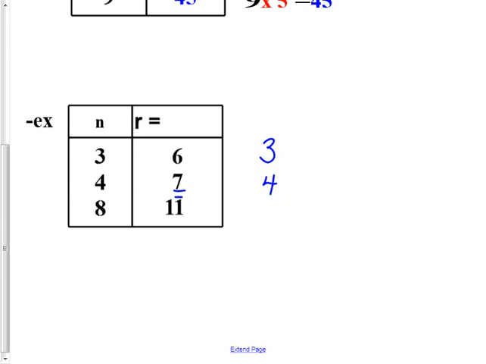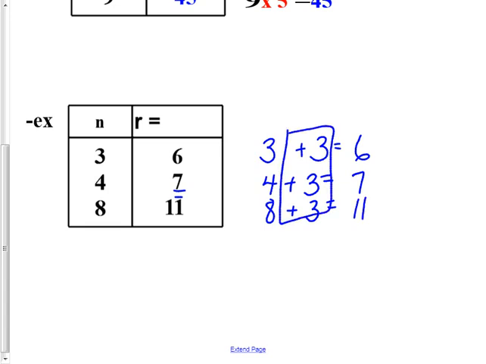So then start thinking addition. And I can do 3 plus 3 to get 6. 4 plus 3 is 7. 8 plus 3 is 11. So I've got my rule here. Every time I'm going to take the N value and add 3 to it. So R equals N plus 3.